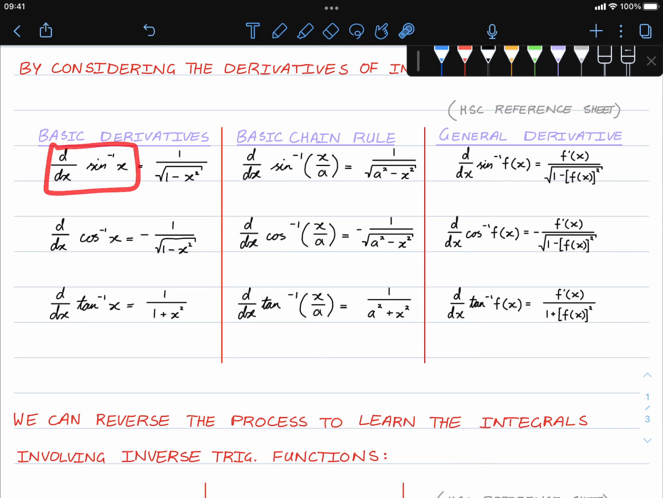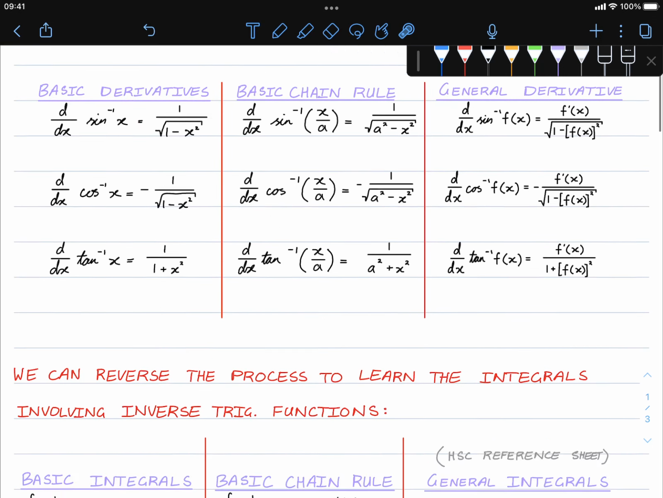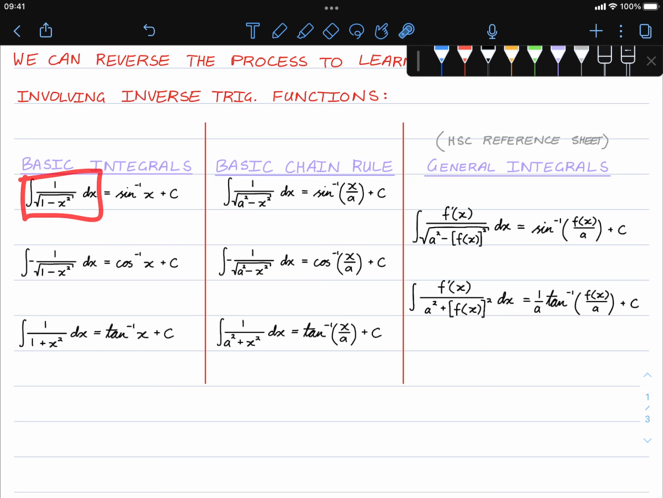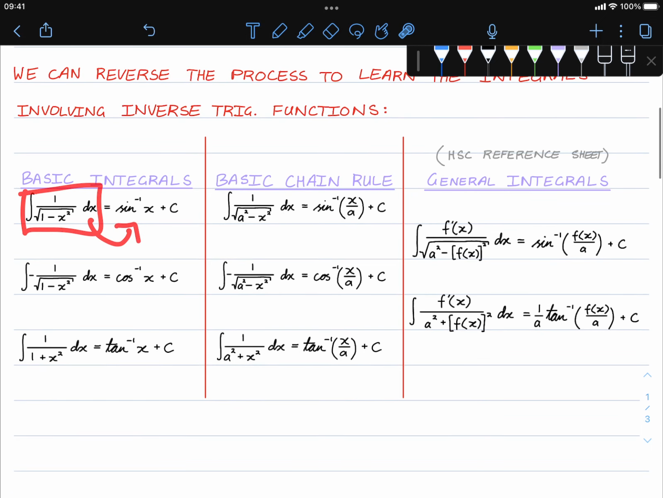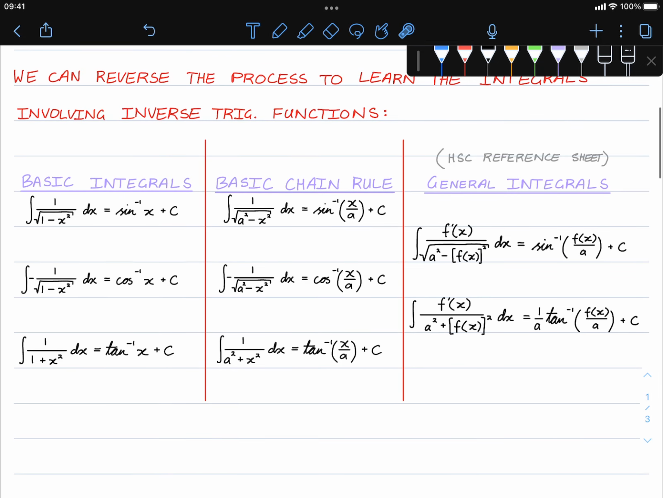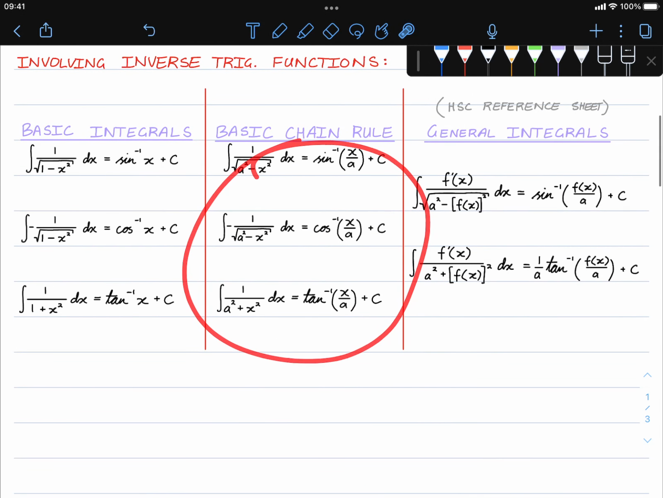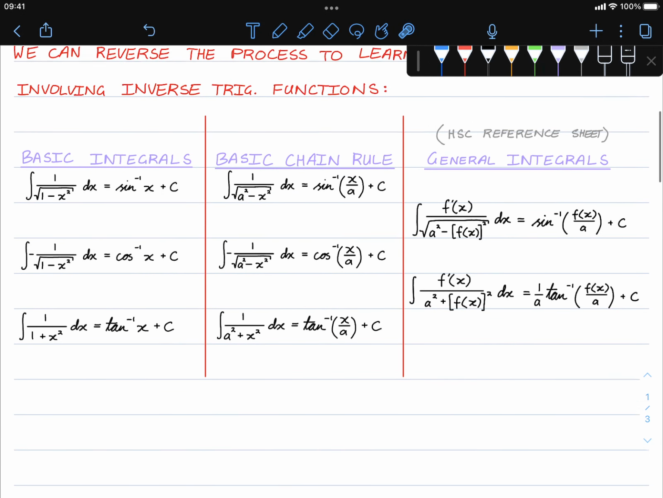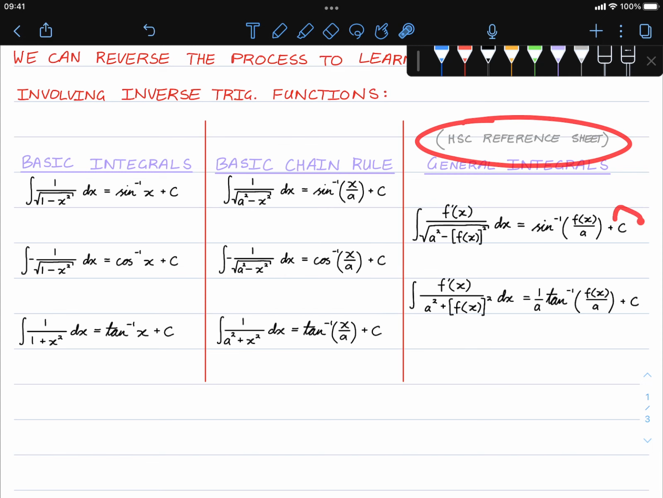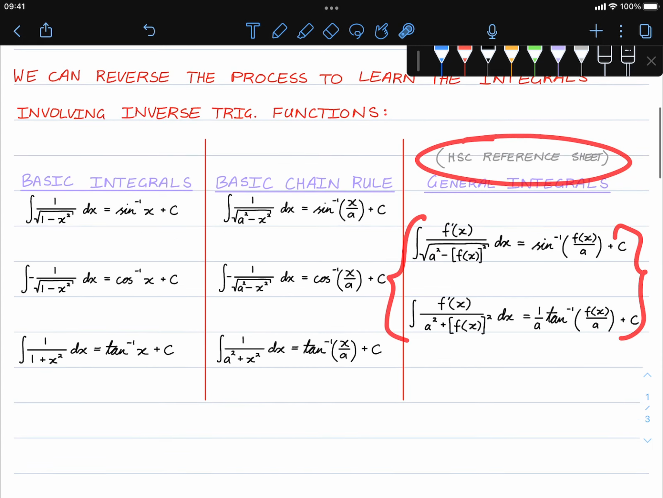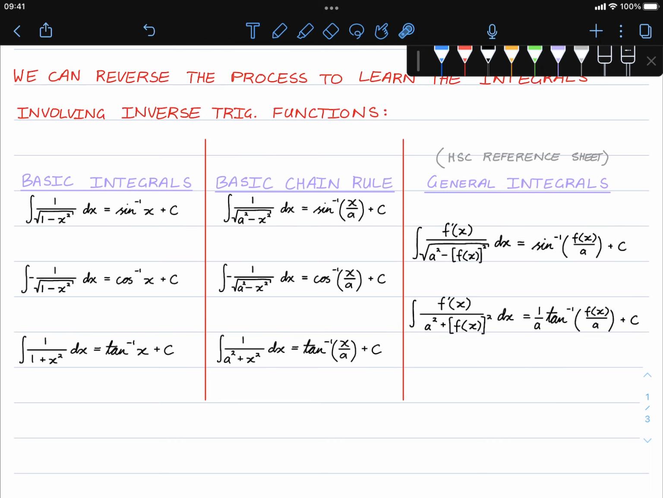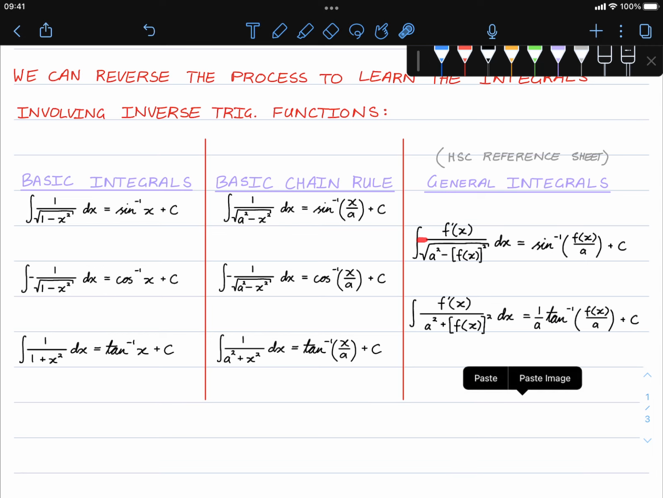So if we know that this is the derivative, simply reversing the process, we can see that the integral of this will give us inverse sine of x plus c. Likewise, it's the same procedure for all of these. You can see that these are the integrals, but only these two are found on the HSC reference sheet. Okay, you can simply adapt this for inverse cosine by having the negative in front here.